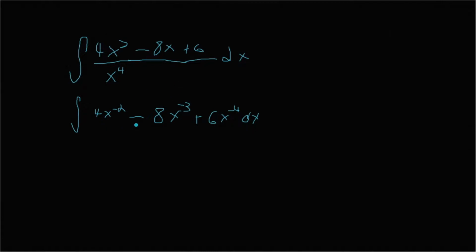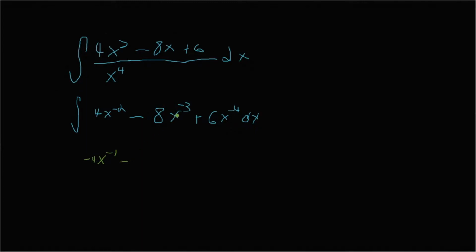And now we have it in a form that we can integrate. And so we just apply our power rule, add 1 and divide by that exponent. Alright, so let's write that. So we have negative 2 plus 1 is negative 1. So we're going to say x to the negative 1. And then 4 divided by negative 1 is negative 4. And then we're going to subtract.